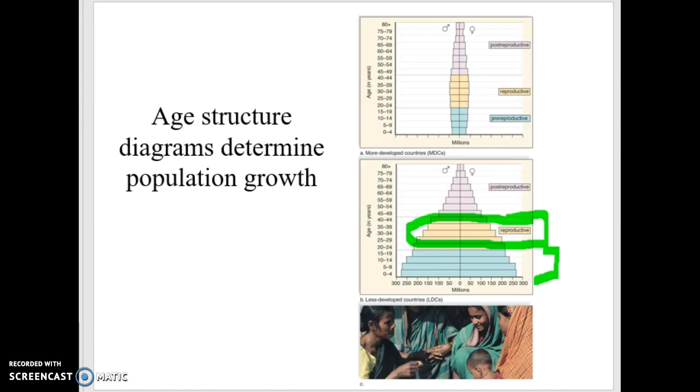We live a long time. We're not going to die as soon as we reproduce. We're going to see children and grandchildren, and maybe even great-grandchildren. So age structure diagrams play a big role in helping us predict population growth.